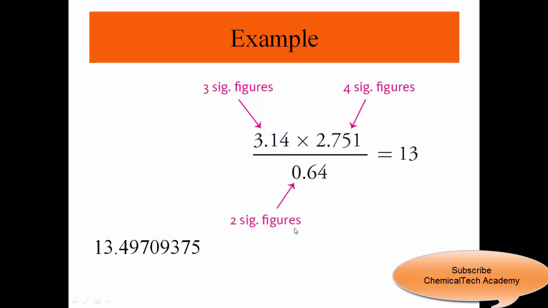But as you see here, the lowest number of significant figures is two. So we need to round this number to a number that has only two significant figures. We need to remove all these digits here, and since 4 is less than 5, we keep this and remove the rest of the numbers. So here is the final answer after we round it.